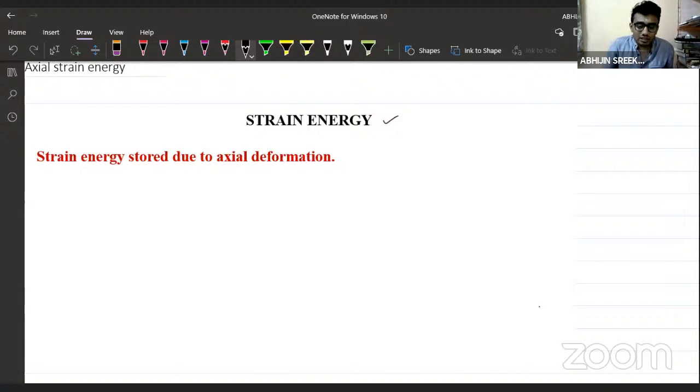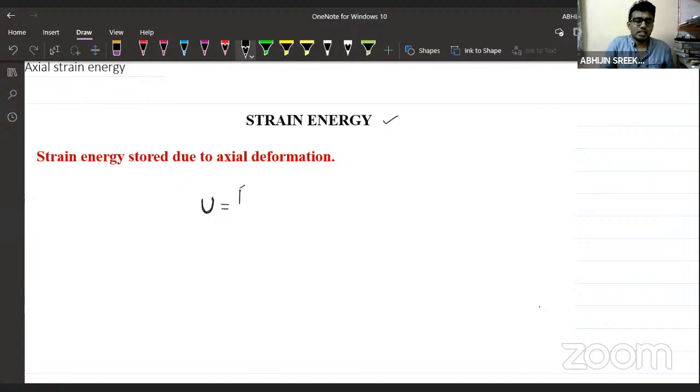How to calculate it? Remembering it is important. I'm going to denote the strain energy with the letter U. U represents the strain energy stored in a member while undergoing axial deformation. I want you people to give me the equation for this. Whoever is present here, give me the answer. Give me the equation for finding the strain energy stored due to axial deformation. What is the equation? Let's finish it quickly.